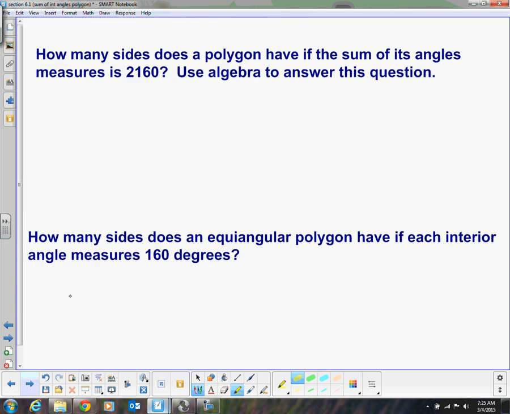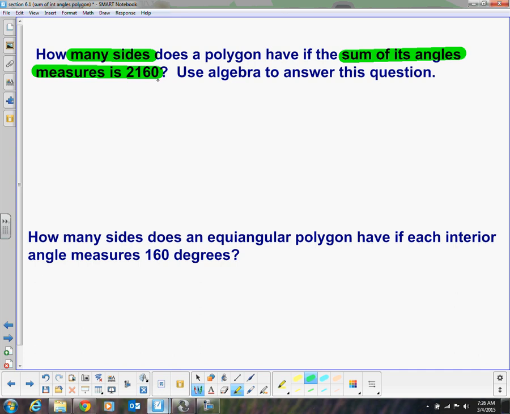All right, so here's what it looks like. How many sides? So important to pay attention to what's being asked. How many sides does a polygon have if the sum of its angles measures 2,160 degrees?